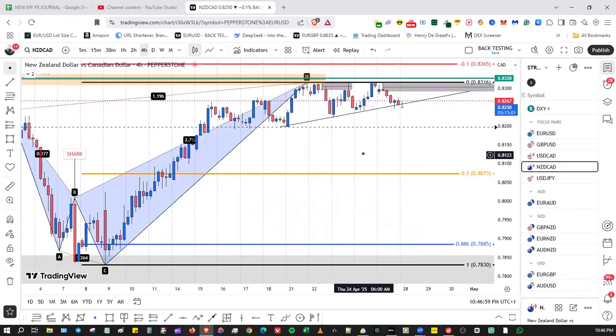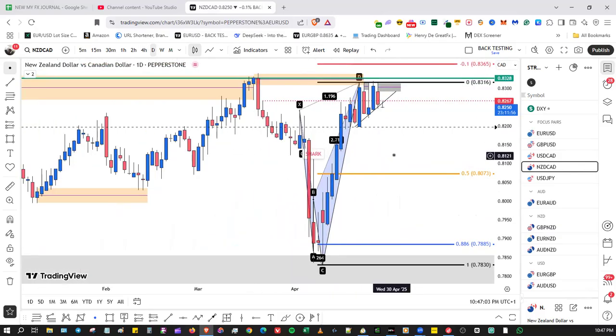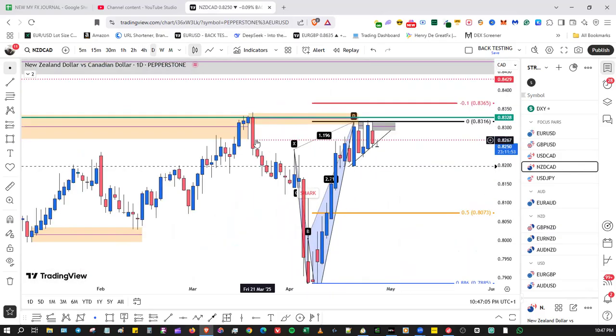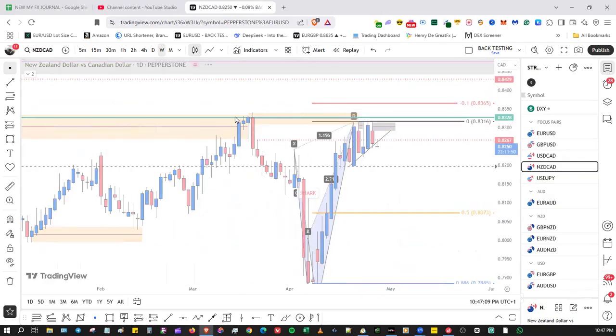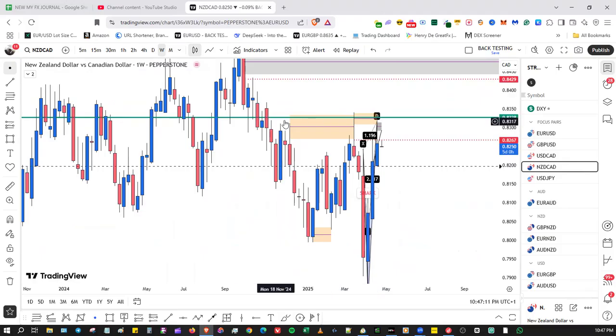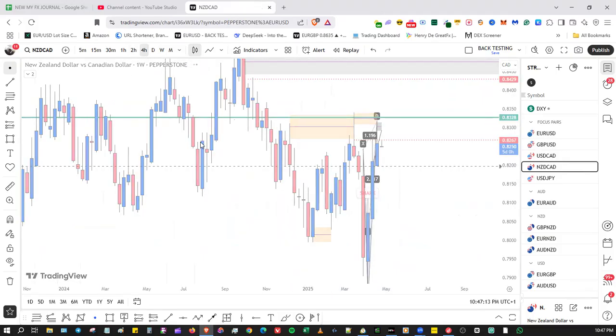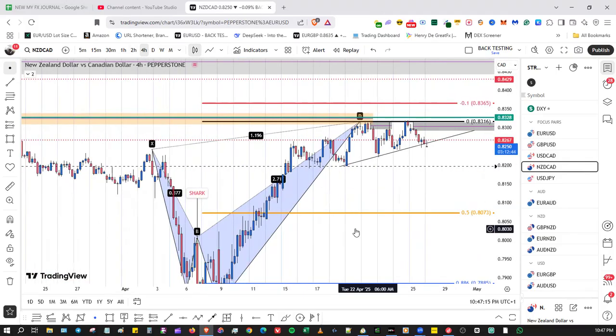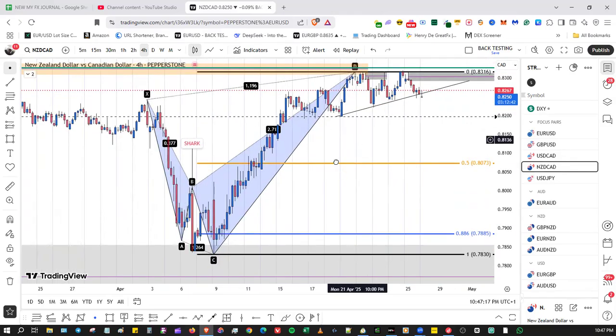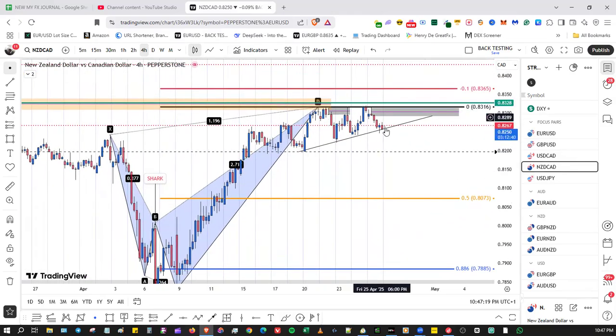NZD CAD, look out for sell opportunity on NZD CAD. We're able to get liquidity at that point. We're able to get a key level of resistance on the weekly time frame. Okay. And then we're also able to get a solid structural harmonic pattern into that key level. Okay. So it is a solid sell. Look out for sell opportunity.